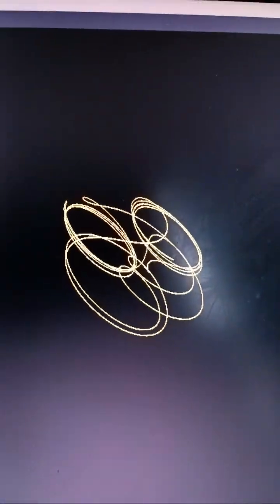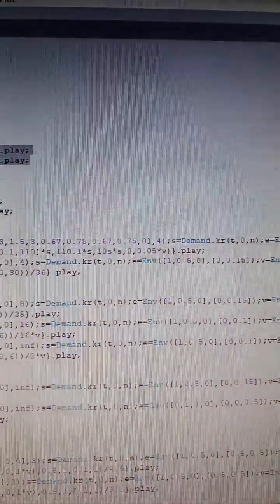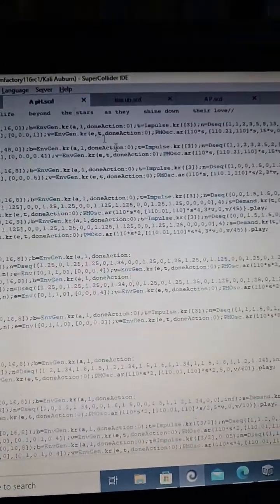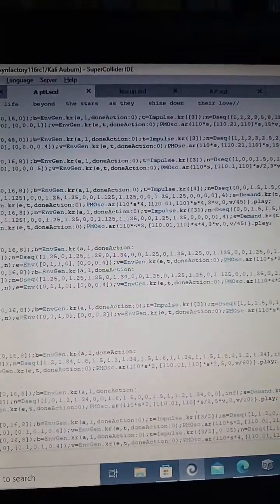Well, let's just find a piece of music that you like. Let's think of the problem. Let's see what this piece sounds like.